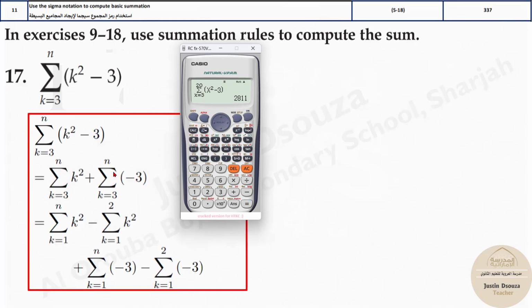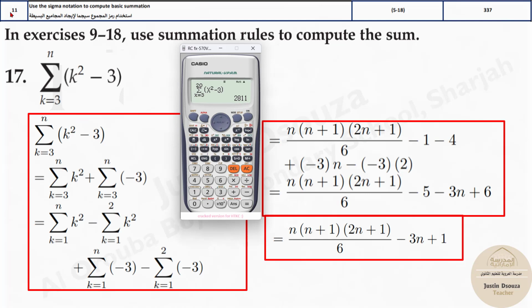2811. Now look into all the four options. This is question number 11. You'll have four options and this is the final answer. You will have four different answers having the variable n. Now remember this answer, 2811. Type this out as it is.